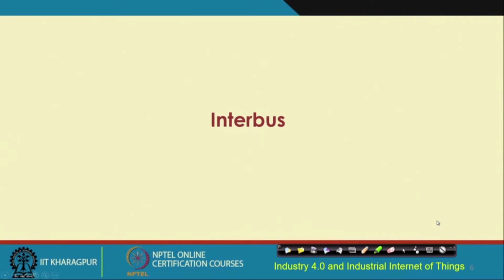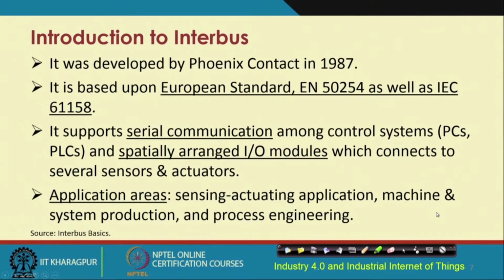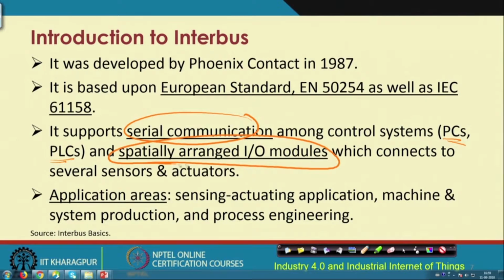Next comes the Interbus protocol. This particular protocol was developed in 1987 by the company Phoenix Contact. It is based on the European standard EN 50254 as well as the IEC 61158, and supports serial communication between PCs, PLCs and specially arranged IO modules. And these specially arranged IO modules will in turn connect to different sensors and actuators.